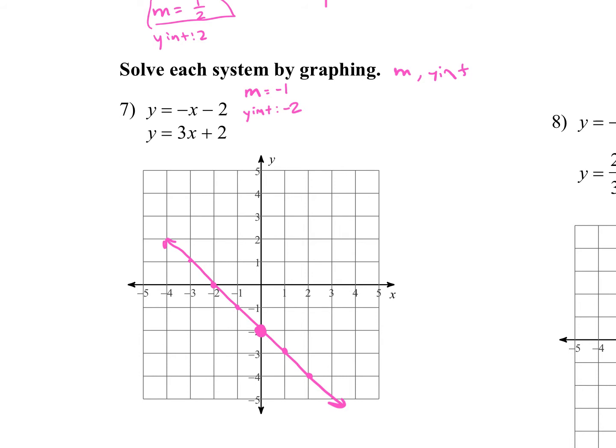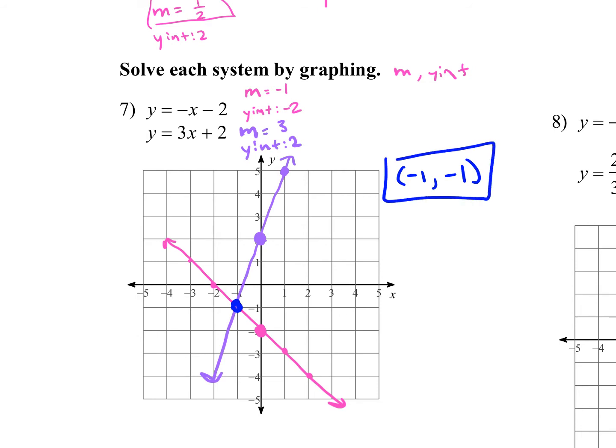And then let's do the second equation. What's my slope? 3. What's my y-intercept? 2. So what do I need to plot first? 2. So I put a point at 2. And how do I do the slope of 3? Up 3, right 1. Then just connect your lines. Where do these two lines intersect? Awesome. -1, -1. So that would be my answer at this point here.